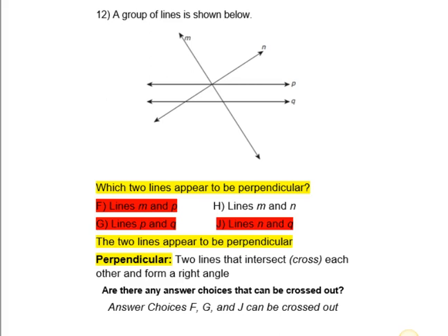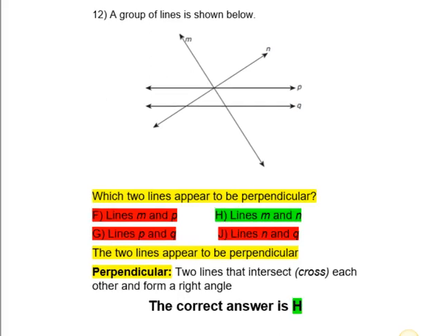Lines P and Q, well, they never even intersect. They're actually parallel lines. And for J, lines N and Q, they cross as well. However, they do not form a right angle. So our correct answer is H, lines M and N. In looking at lines M and N, number one, they do intersect or cross, and they do form a right angle. Let's move to question number 13.